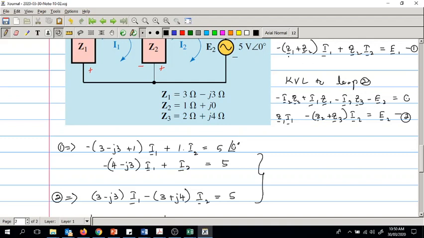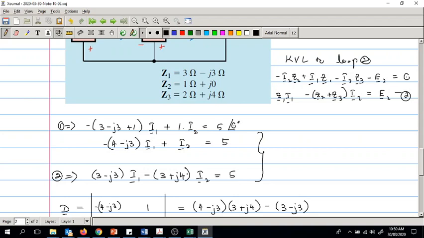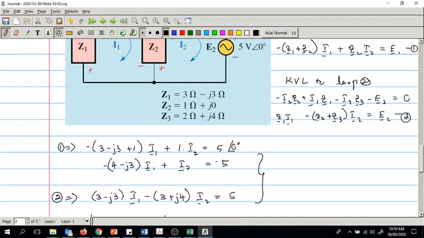Okay, Z1 plus Z2 is these two, so that is 4 plus 4 minus 3J, that is minus, plus Z2 is 1, okay, 1 and 2, this is correct. And here I have Z1, which is 3 minus 3J, minus Z1 plus Z2, that is this plus this.